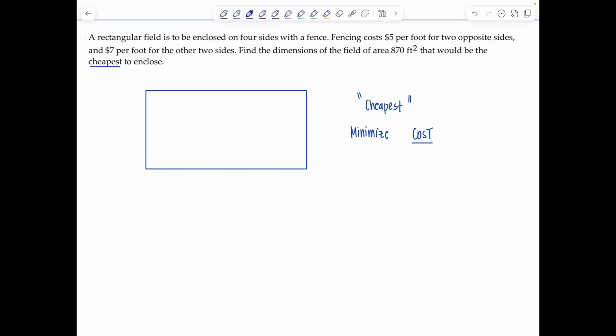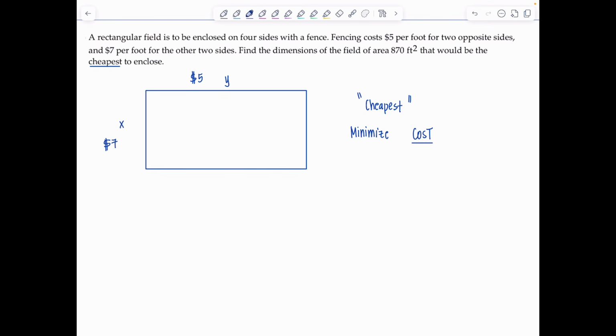Okay? So here we go. We need to fence this thing. It's $5 a foot for two opposite sides and $7 a foot for the other two sides. So whatever, just label it however you want. I'll call this X, I'll call this Y, and then I'll just say the Y side is $5 and the X side is $7 a foot, okay?